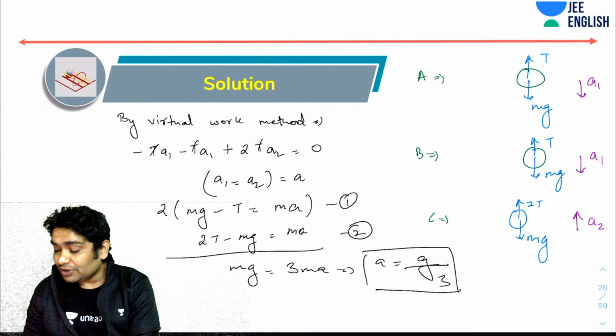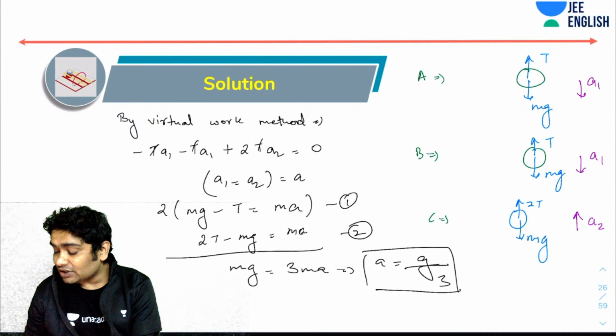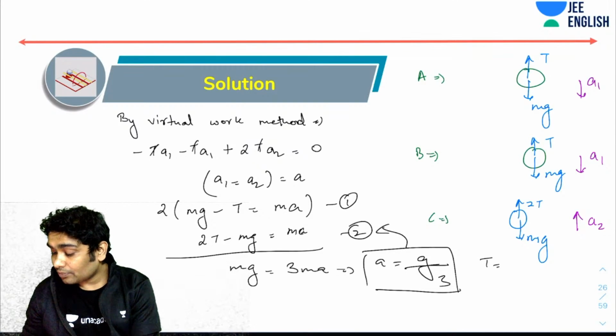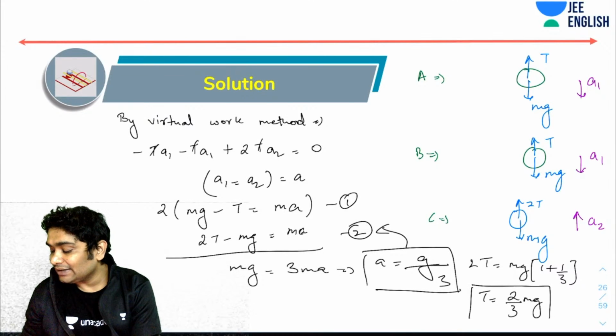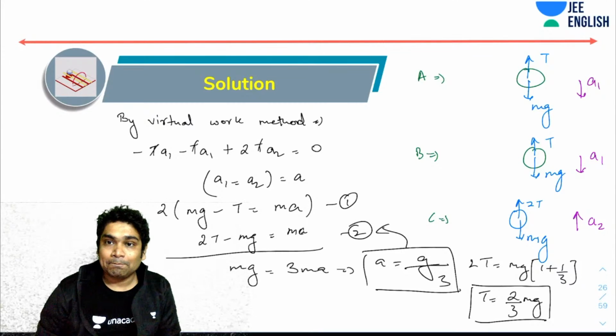However, if you substitute this value in any of these equations, if you substitute this value over here, then you get 2t equals mg plus ma, so that is mg taken common, 1 plus 1 by 3, that is 4 by 3. So T is in fact 2 by 3 mg. Okay, that is the tension that you are getting.